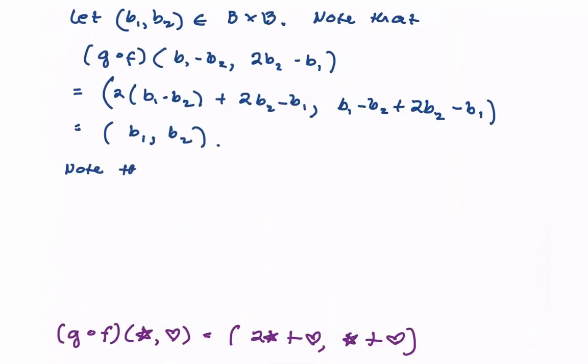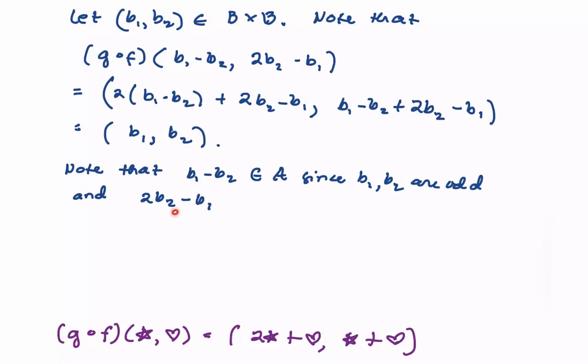That's important. Note that B1 minus B2, is it odd or even? Remember, B is the set of odd numbers. So if we have odd minus odd, this is even, right? This is an element of A since B1 and B2 are odd. Moreover, what about 2B2 minus B1? B2 is odd times 2, so this is even. Even minus an odd number is an odd number. So therefore, this is an element of B. And so, hence, B1 minus B2, 2B2 minus B1 is an element of A cross B.